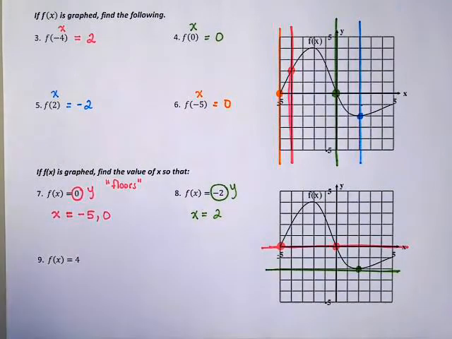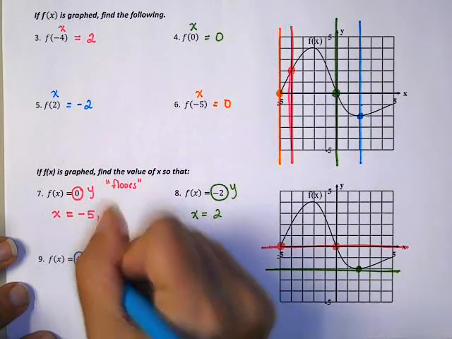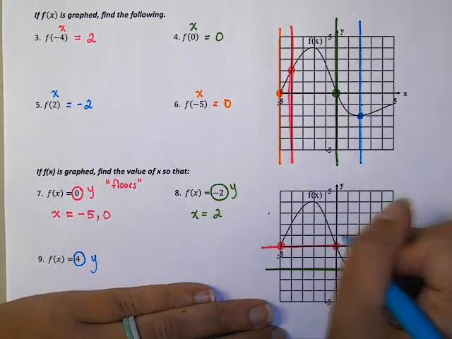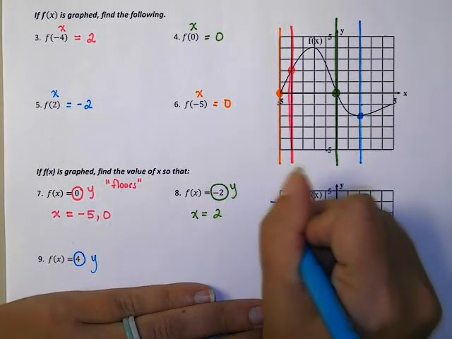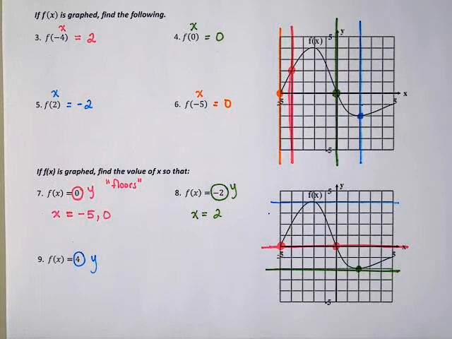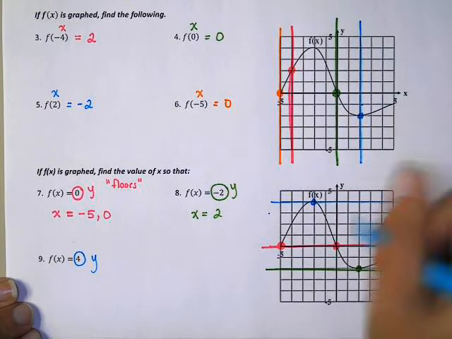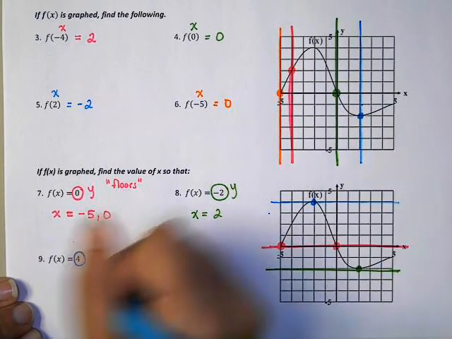And finally, f of x equals 4 means that my y value is a positive 4, which is 1, 2, 3, 4 right up here. The only level of the graph at positive 4 is this point right here, which would be when x is negative 2.